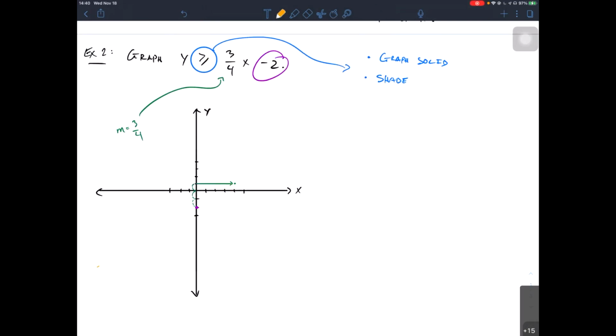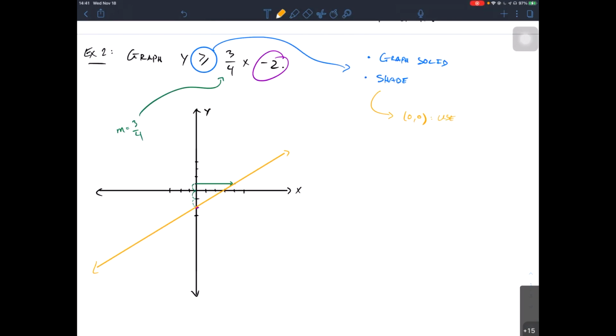But what helps you is that it solidifies material. So there's your solid line, right? How do I know it's solid? It's because of the inequality. We've already established that. And then when you're shading now, again, I say pick a point, sure. But really, when I say pick a point, I mean, use origin, right? Always use origin if possible.